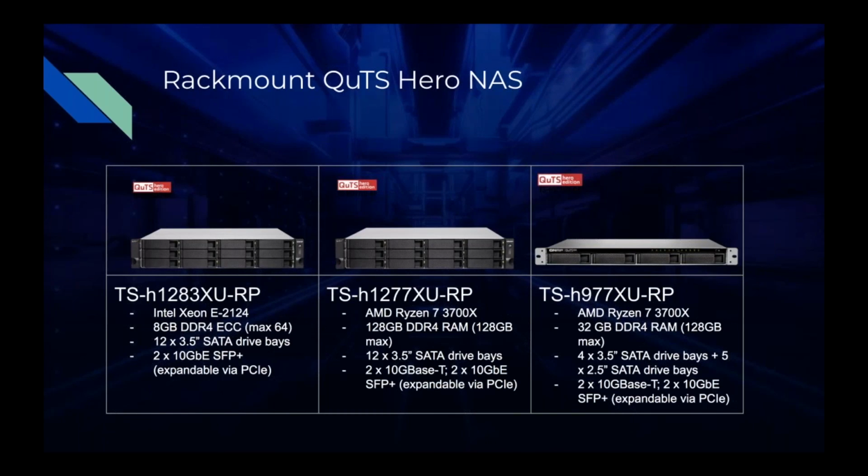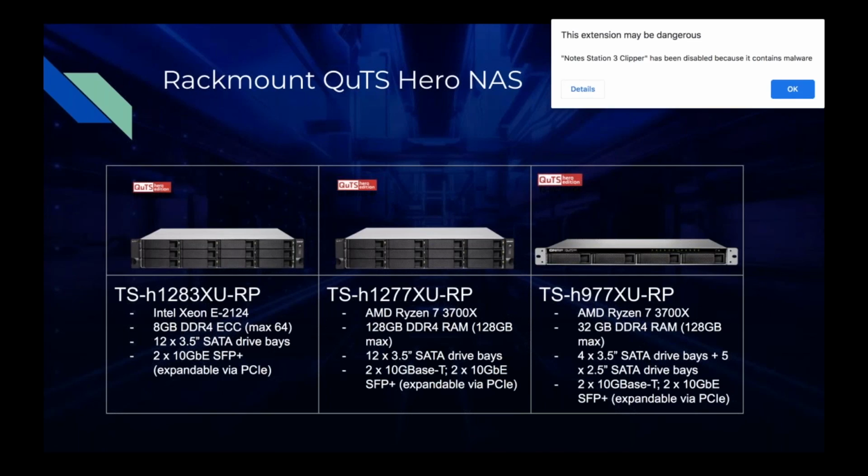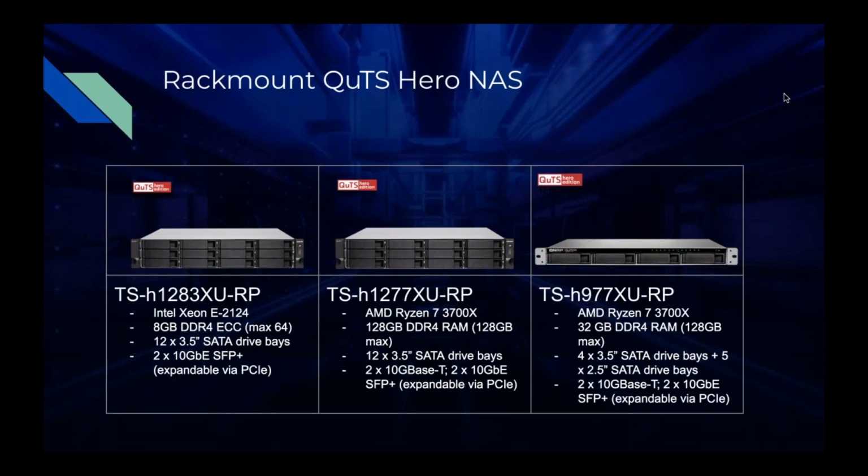We have both Intel Xeon and AMD Ryzen models, and it comes with 8 gigabytes of ECC RAM in the Xeon, and then we have 128 gigabytes of DDR4 RAM in the 1277XU and 32 gigabytes in the 977XU. And like we've mentioned, if you're going to be doing a lot of deduplication, we do recommend you have a lot of RAM. So even though that 1283XU is only 8 gigabytes, you can expand that up to 64.